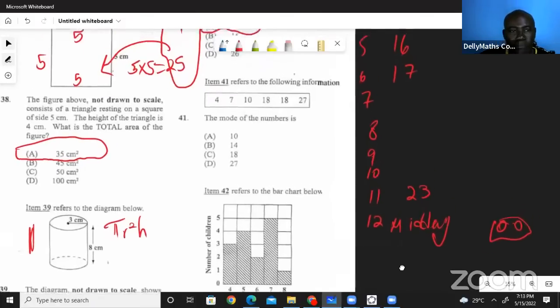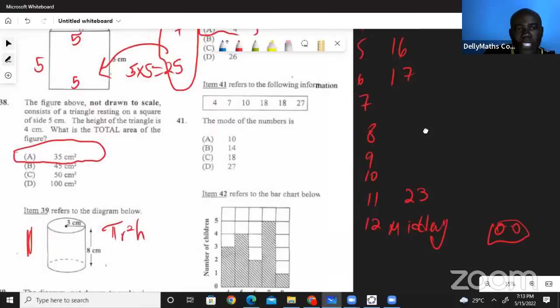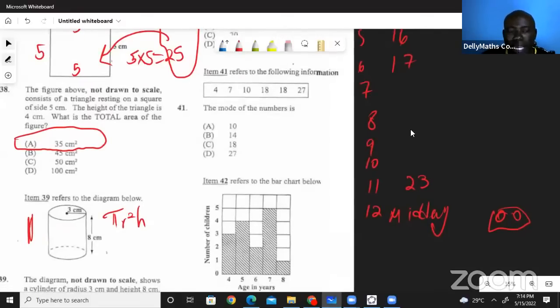Mark that question. Let's go to question 41. Question 41 says, the mode of the data that we're looking for. Remember that the mode is the one that occurs most frequently. So 41, let me give it an ease.